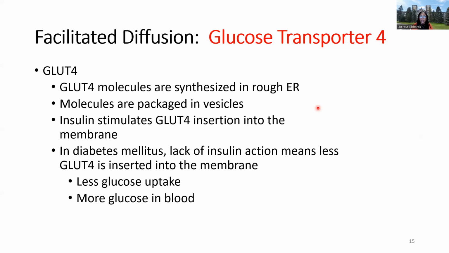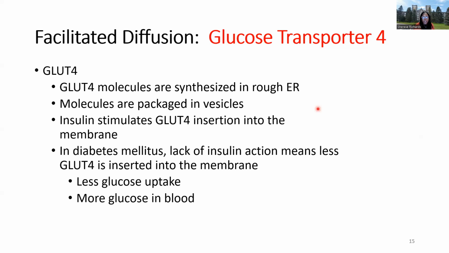If you make a protein on a free ribosome, which is not attached to the ER, that's going to be a protein that will be exported outside of the cell. But because these are made for the membrane, because they are transmembrane integral proteins, they'll be made on rough endoplasmic reticulum. They're going to be packaged in vesicles, and then transported to the membrane. They're going to be inserted by stimulation, which occurs from the release of insulin.